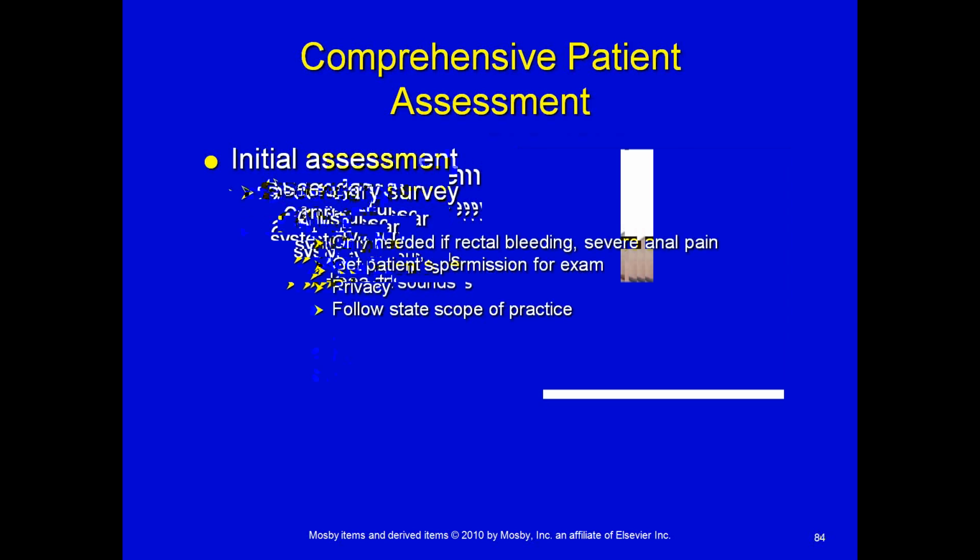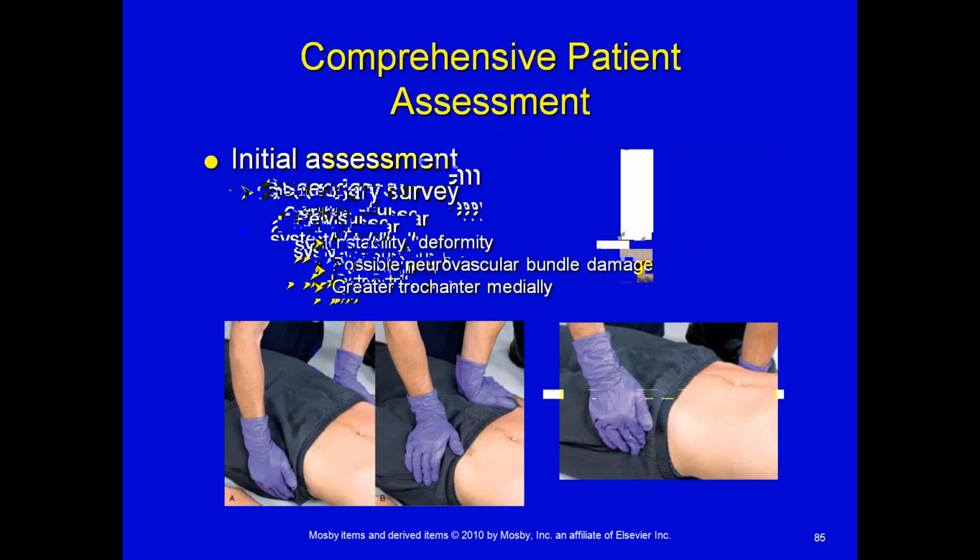The only reason to assess the anus is certainly if there's some rectal bleeding or severe anal pain, like in the case with hemorrhoids, where you might get both. You might get real severe anal pain if the hemorrhoids are significant, and you may get some hemorrhage as well. But typically that's just not something we assess unless there is rectal bleeding or severe anal pain. And you've got to have the patient's permission before you go probing around there, and respect their privacy as well. And it is part of the assessment.